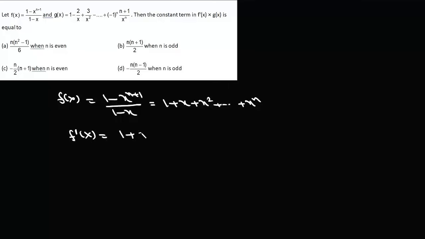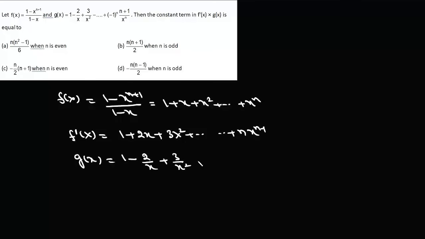and since we'll require f dash x, we'll differentiate this. We'll get 1 plus 2x plus 3x square up to n x to the power n minus 1, and then we also have this gx, which is 1 minus 2 upon x plus 3 upon x square up to minus 1 to the power n plus 1 upon x to the power n.